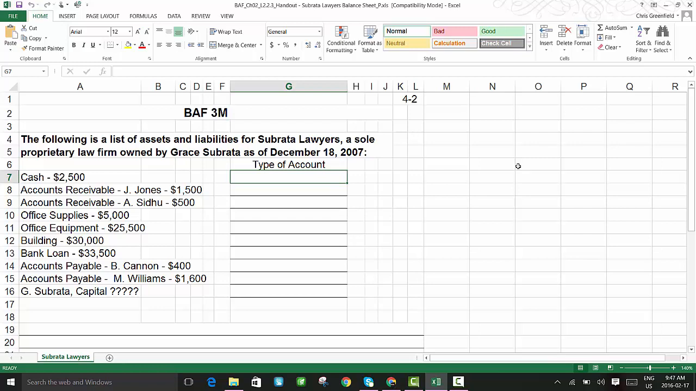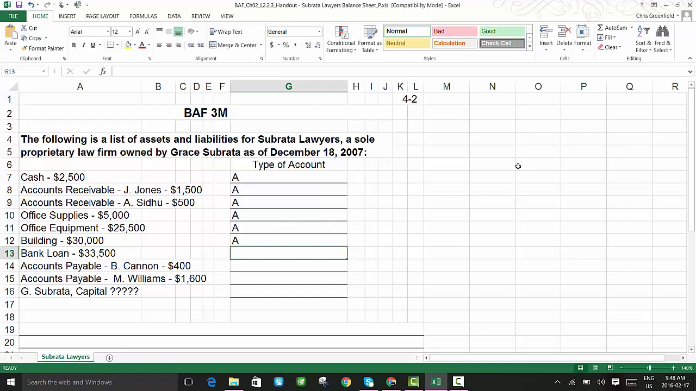Cash is an asset account. Our accounts receivable is also an asset account, so for both of those. Next we have office supplies, which is also an asset. And we have our office equipment, again, something we can buy, sell, trade, own. So that is an asset. Next, we have our building. The value of our building is also an asset, so we can list that accordingly.